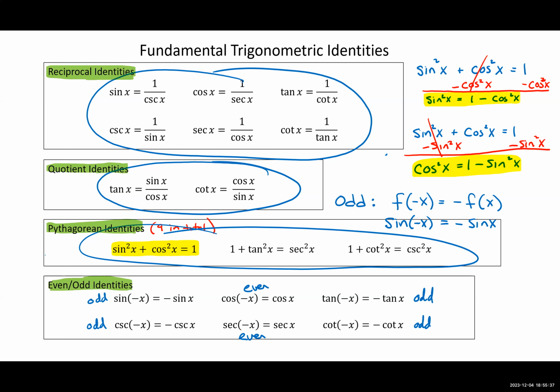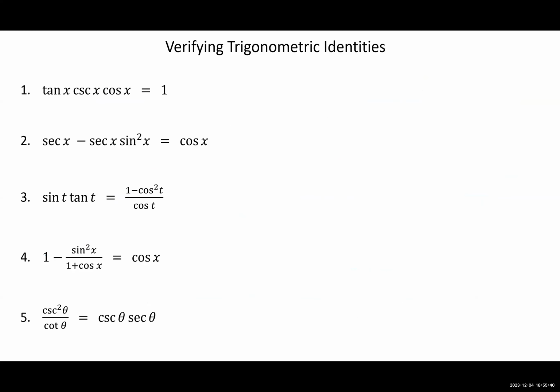So we go on to the next slide. Here's 5 more trigonometric identities. These are 5 statements that are always true. They don't have a name like Pythagorean identities or reciprocal identities, because they're not significant in any way. But if we look at this first one, it's saying that for any angle, you take the tangent of the angle, and then the cosecant of that same angle, and then the cosine of that same angle, and you multiply those all together, you will get 1. And that is always true.